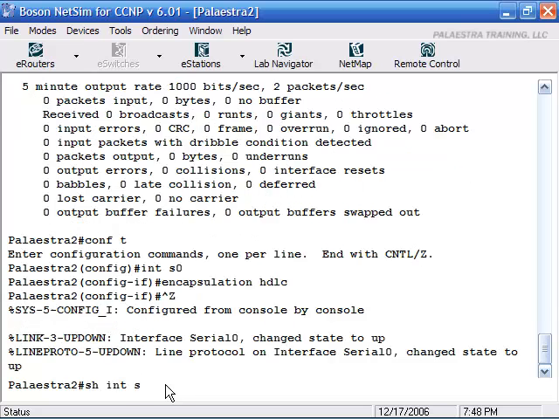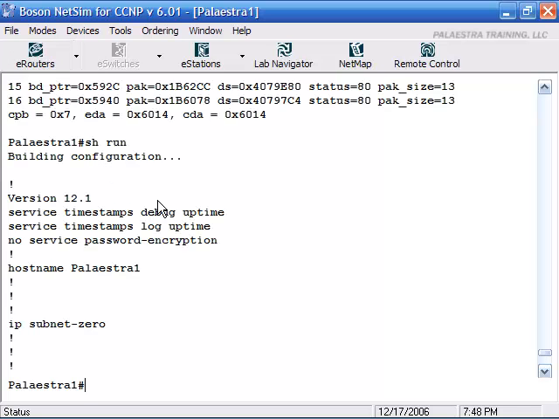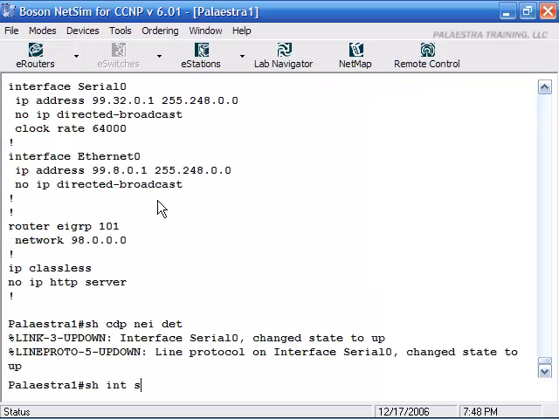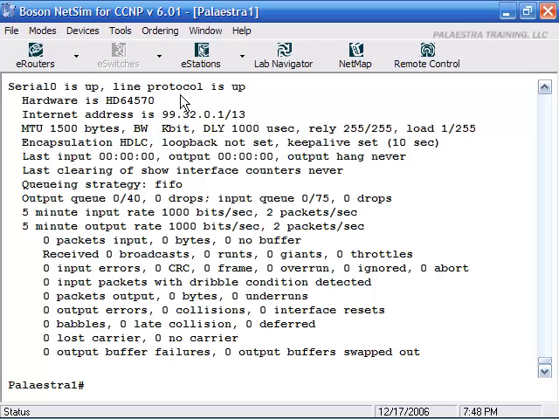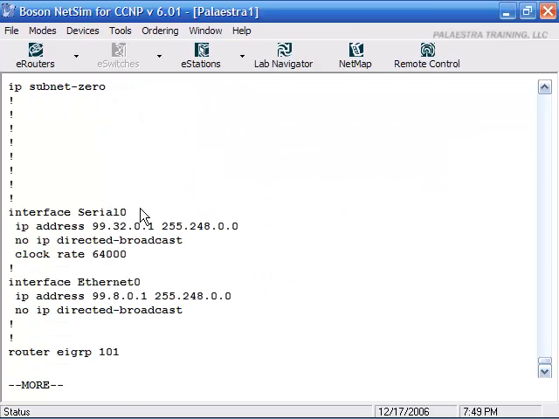I'll do a show interface serial 0 over here, and I can see that the line protocol is now up. So layer 1, layer 2 is up and functioning. Let's go back to Palestra 1 and check it out from there. Show interface serial 0. Layer 1, layer 2, good. Now we need to check the IP addressing. I'll do a quick look here, show run. I can see the address looks right.